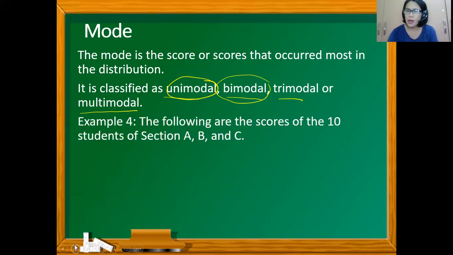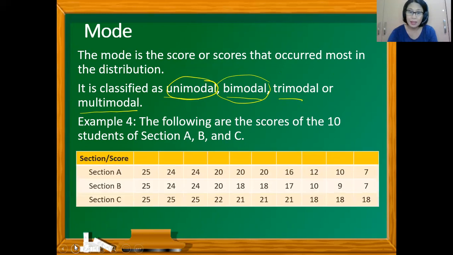So for example, the following are the scores of 10 students of sections A, B, and C. We have 10 respondents from each section. In the event that the score or the value is unique, so there is no common value among the observations, then we represent the value of the mode as 0, because there is no highest frequency, since the frequency will always equal 1 since everything is unique. Okay, take note of that.